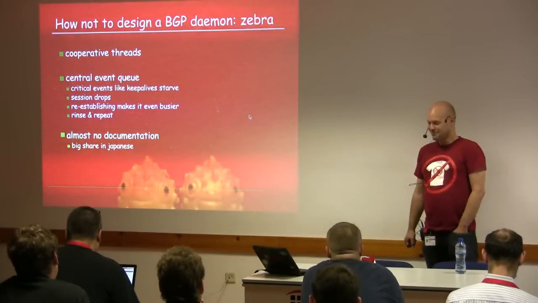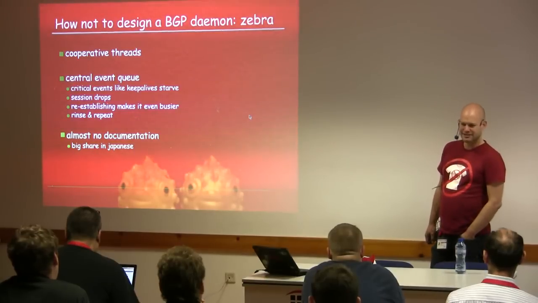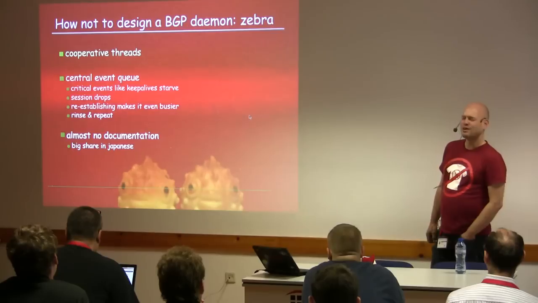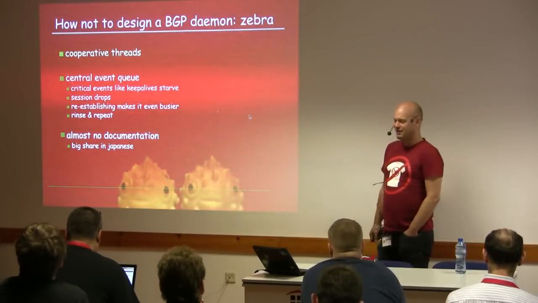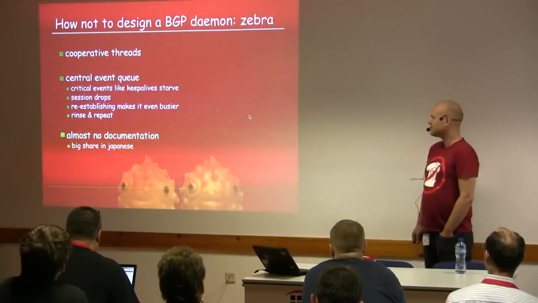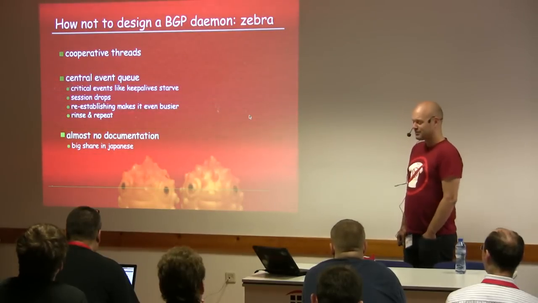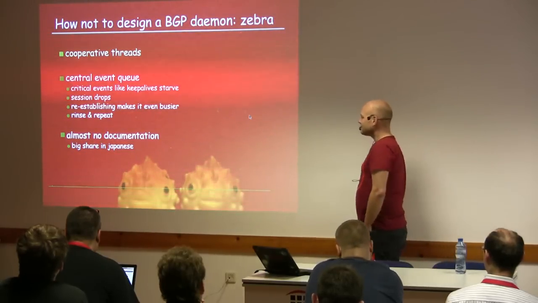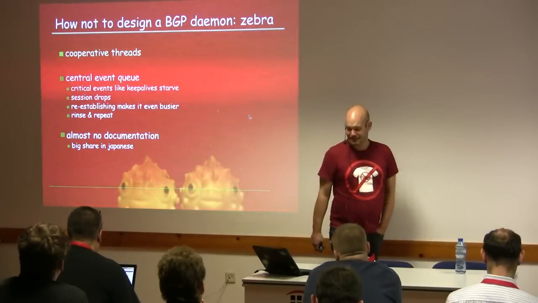Zebra is interesting. These days, it's called, what was it now? Quagga, right. That's a good example of how to not design a network daemon, and especially not a BGP daemon. First big mistake, they use threads. Second mistake, it's cooperative threads.